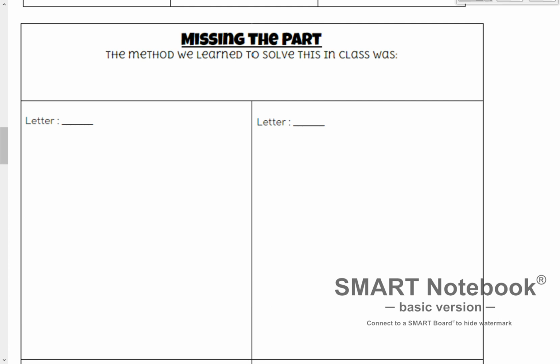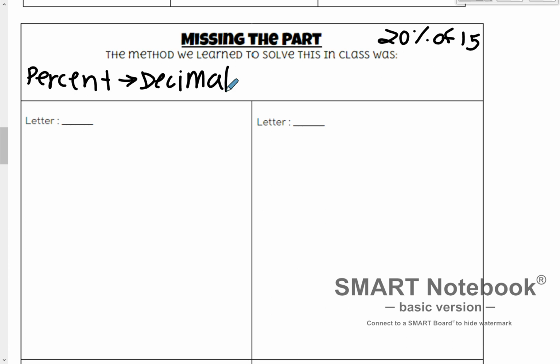So when we were missing the part, this was like when we were solving questions like 20% of 15. Okay, and the method that we learned to solve this in class was making the percent into a decimal. You're going to want to write this down. This is going to help you when you get to this type of question. Make the percent to a decimal and then multiply. Okay, that is how we solved questions that were missing the part.